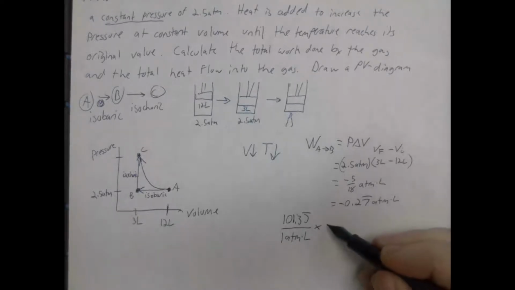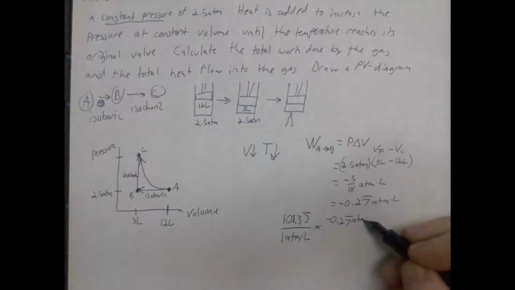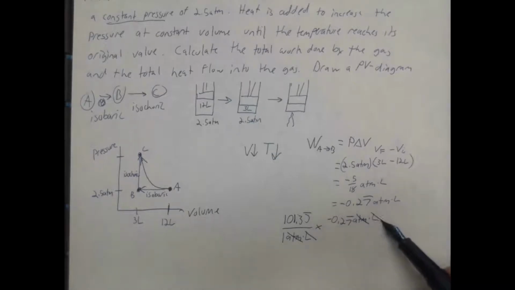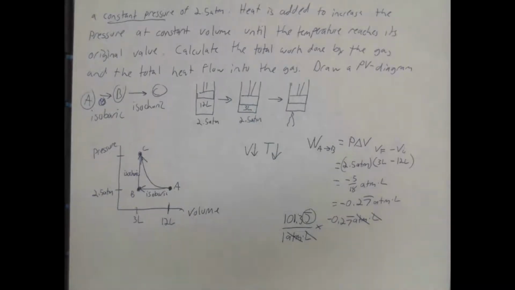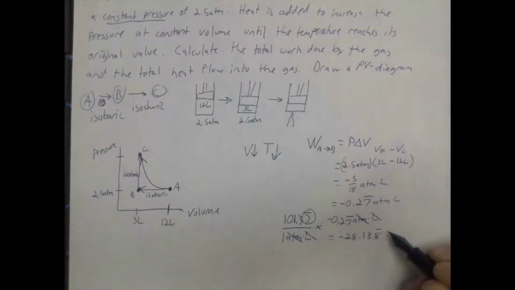I multiply this by negative 0.27 carried atmosphere liters. Then atmospheres cancel out with atmospheres, liters cancel out with liters, leaving us with just joules. So basically, you just multiply negative 5/18 times 101.3. And we get negative 28.138 carried joules, which seems like a really low value.